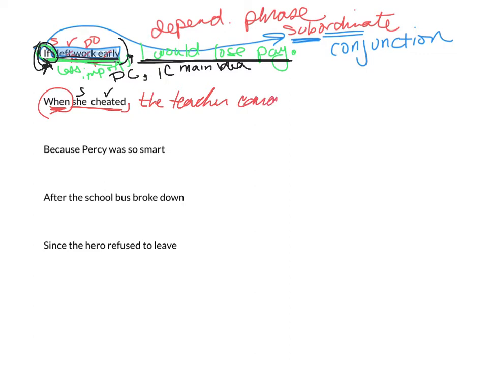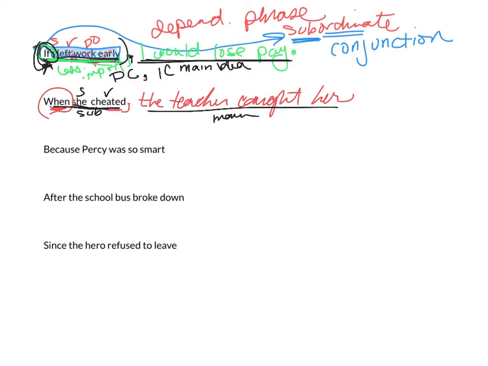Which is the main idea of that sentence? Okay, she cheated has been subordinated. That means this is underneath, which means this is your main idea.